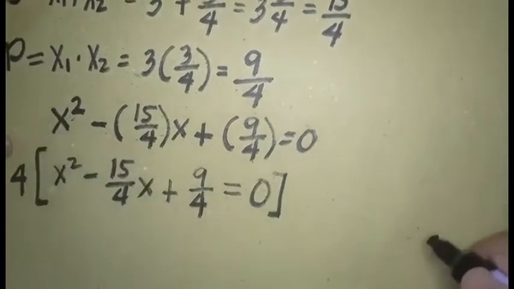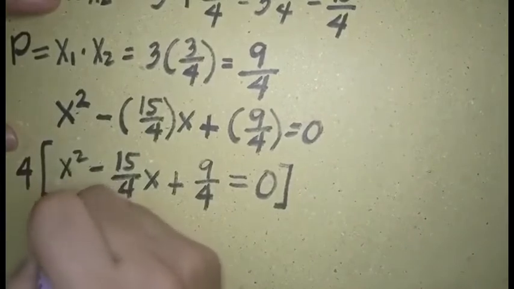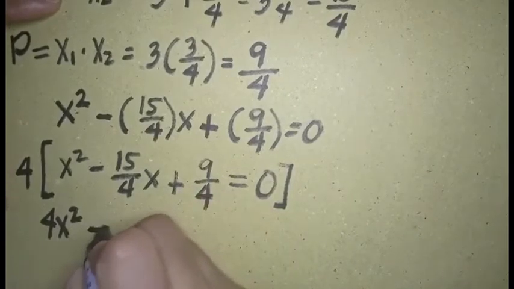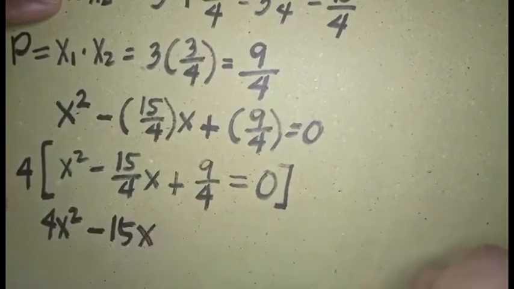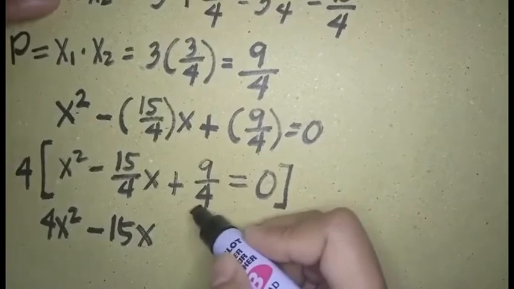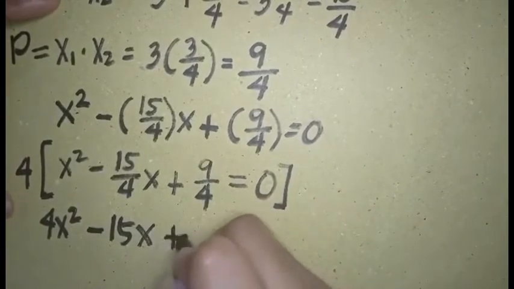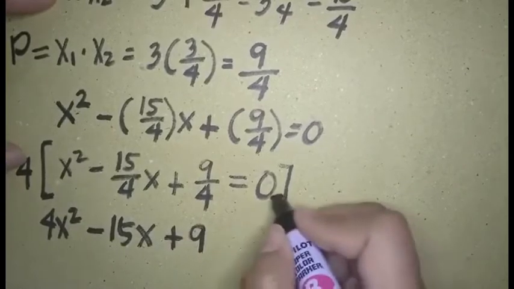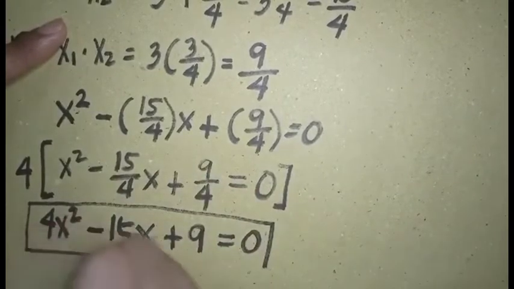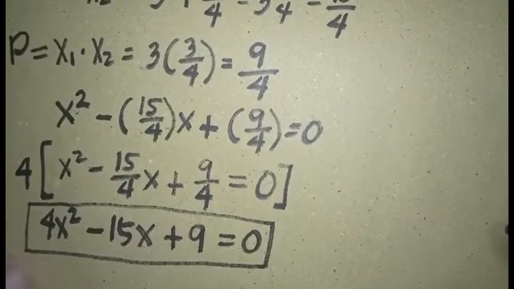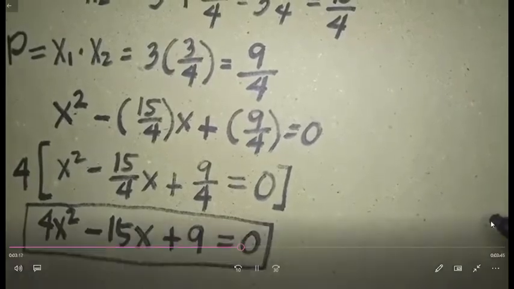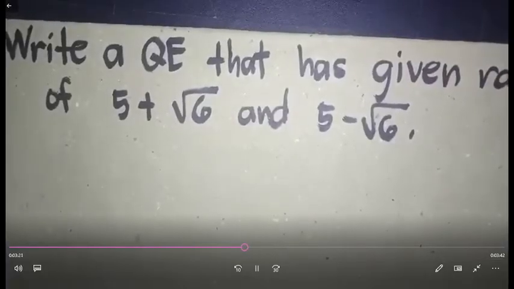So, therefore, we have 4 times x squared is 4x squared. Then 4 times negative 15/4 x is actually negative 15x, because the 4 and 4 cancel. Then positive 4 times positive 9/4 is positive 9. Then 4 times 0 is 0. So therefore, our quadratic equation whose roots are 3 and 3/4 is 4x squared minus 15x plus 9 is equal to 0.